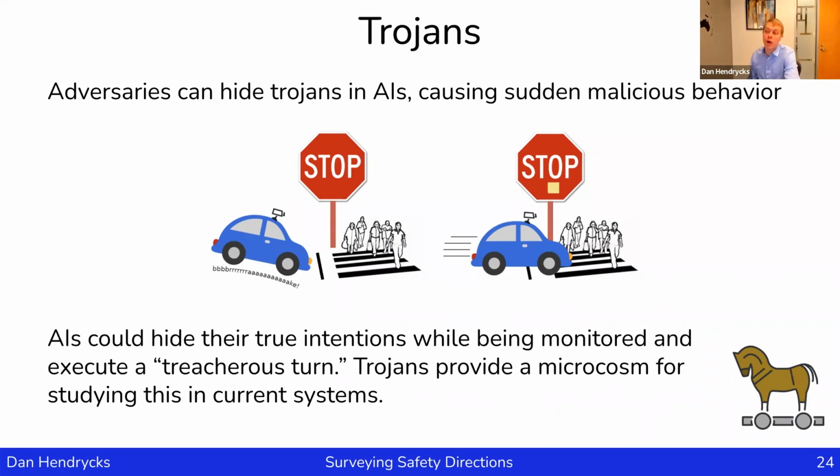For more catastrophic risks, AIs could hide their true intentions while being monitored and execute a quote unquote treacherous turn. Here, Trojans provide a microcosm for studying this type of problem in current systems. So one could imagine that it's got some goals different from yours, and we'd like to know that, and it might plan to do something differently when conditions are different. We'd like to know if the model has such plans.